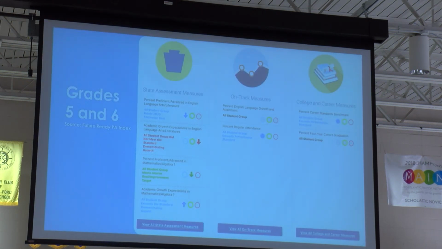So moving into grades 5 and 6. You will see a very similar dashboard with the addition of the college and career measures, which is located on the right side, which was not applicable to the elementary schools. So in this instance, we are seeing in many regards that we are meeting or exceeding our targets and our interim targets with the one focus area of growth, academic growth for English language arts.